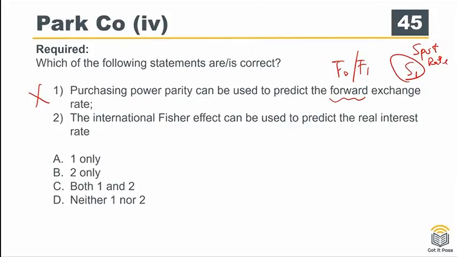And the second statement, the international Fisher effect can be used to predict the real interest rate. To predict the real interest rate, it should be purchasing power parity theory. It's not the job of the international Fisher effect. So here is not correct as well. So neither 1 nor 2 is correct here. The answer is D.